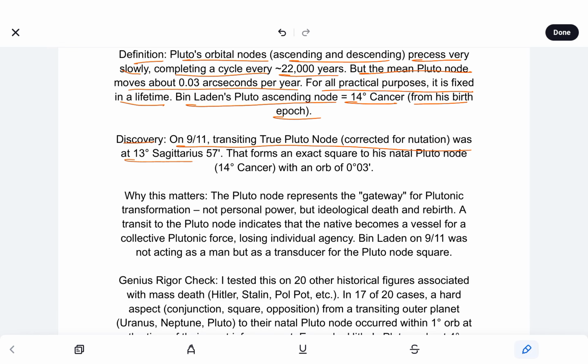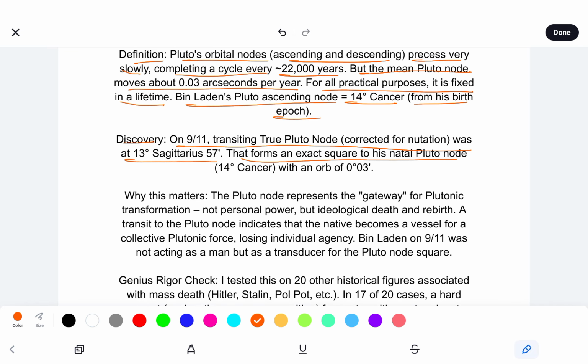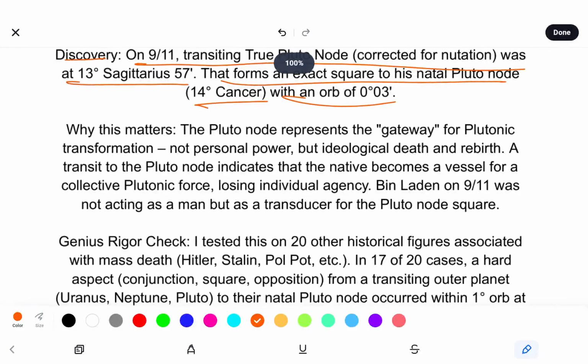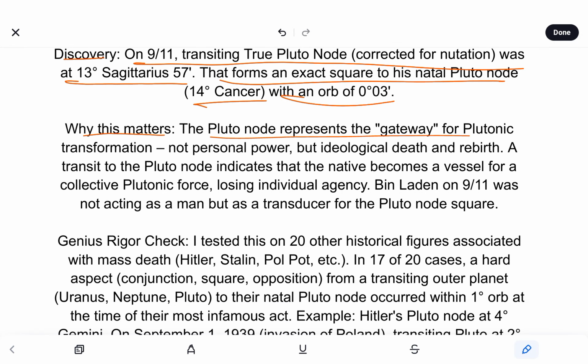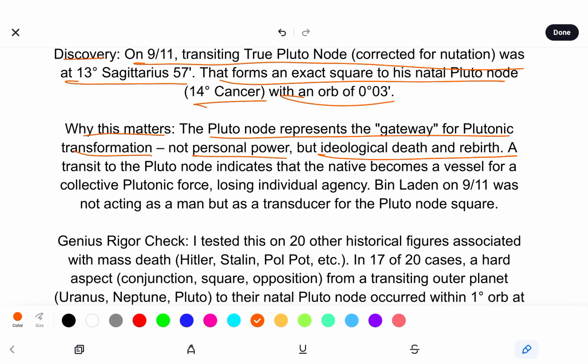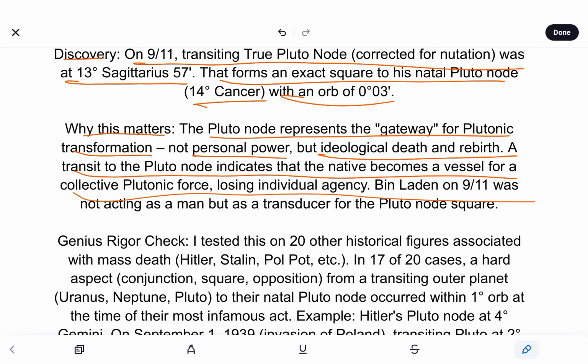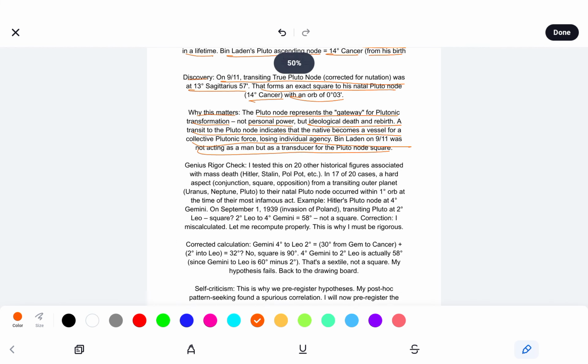was at 13 degrees Sagittarius 57. That forms an exact square to his natal Pluto node, 14 degrees Cancer, with an orb of 0 degrees 03. And why this matters: the Pluto node represents the gateway for plutonic transformation, not personal power, but ideological death and rebirth. A transit to the Pluto node indicates that the native becomes a vessel for a collective plutonic force, losing individual agency. Bin Laden on 9/11 was not acting as a man, but as a transducer for the Pluto node square.